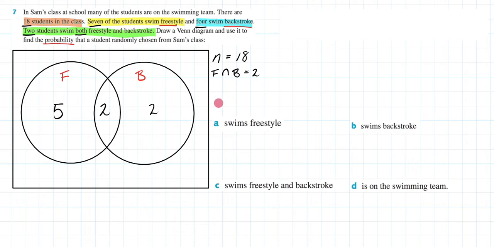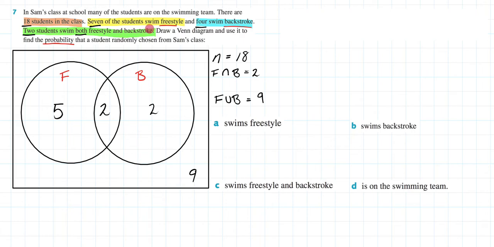But if we quickly figure out the union of F and B, we're going to find out that it's 5 plus 2 is 7 plus 2 is 9. We have 9 students. So that means if we have 9 students who do swimming, how many students don't do swimming? Well, if we have 18 students altogether and 9 swim, well, that means 9 don't swim, and I could rub that out right here.